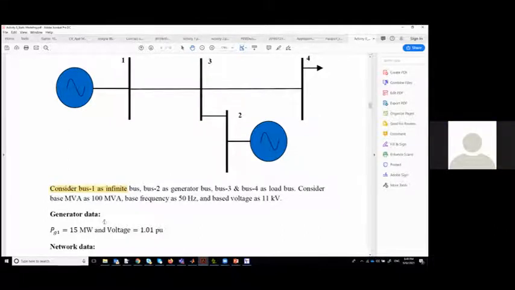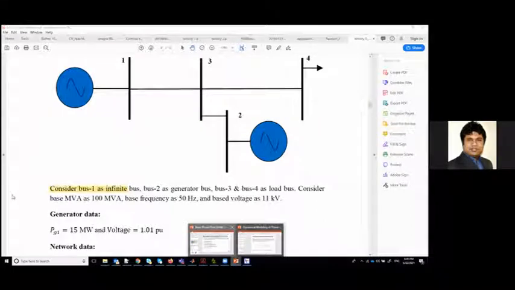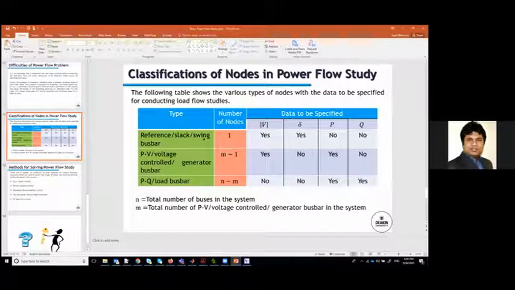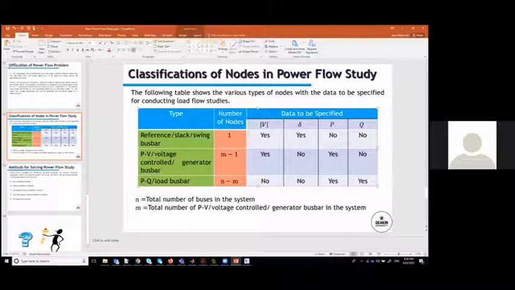Yes, this is what I'm talking about. It is written here that bus 1 is the infinite bus, but is it actually? Because it looks like bus 1 is also a generator bus. But as I told you when I was covering this material in my PowerPoint, there are m number of generators, but one of these generators is used as the reference bus. Does it make sense? Is it clear? Yes, thank you.